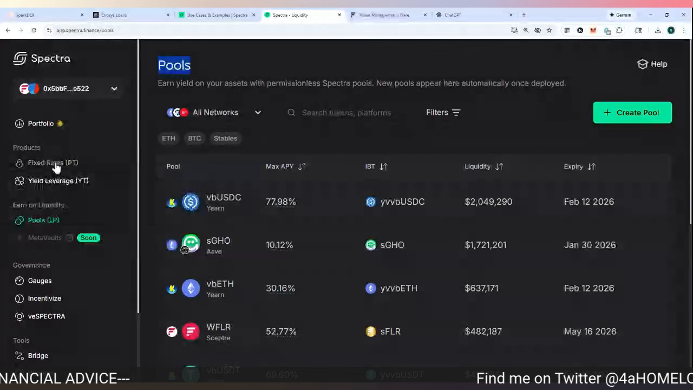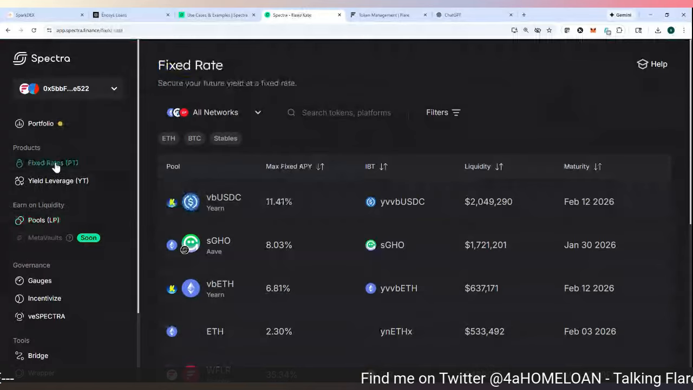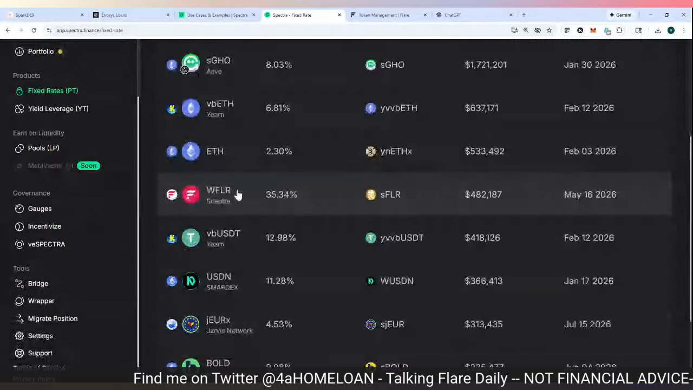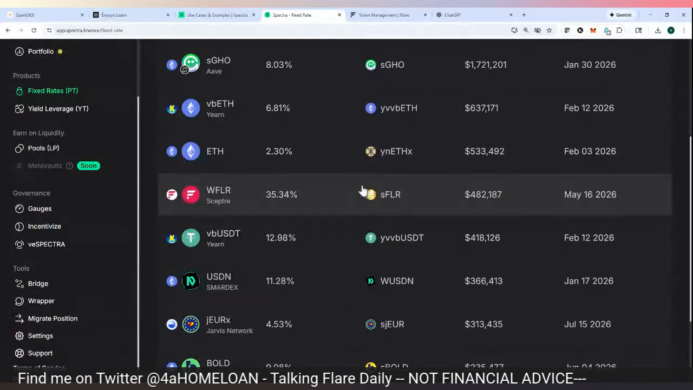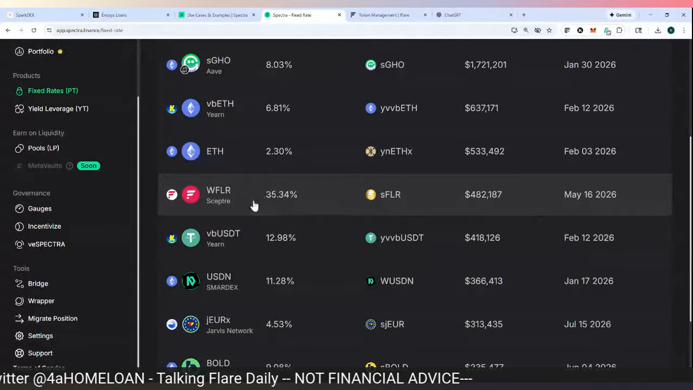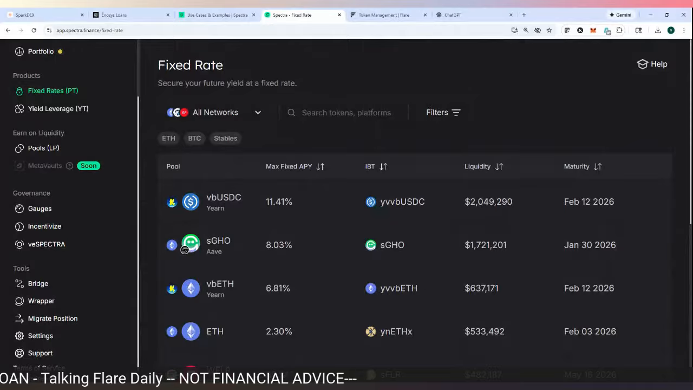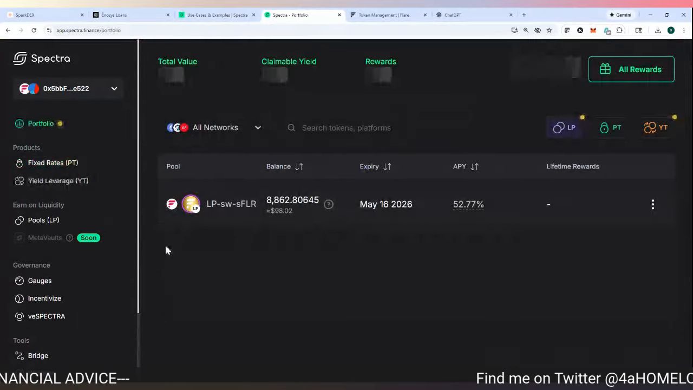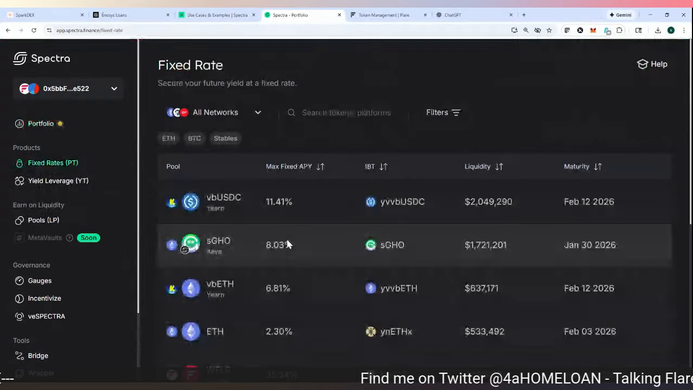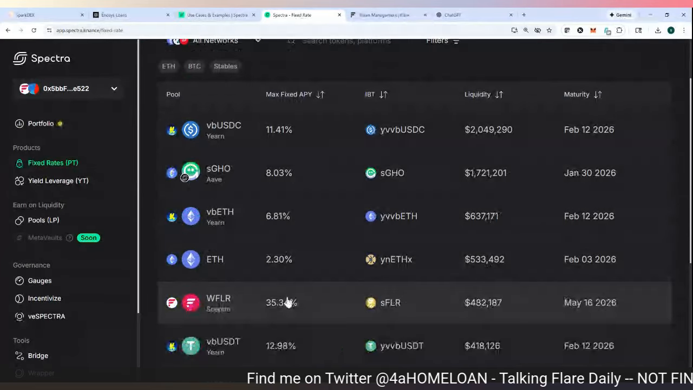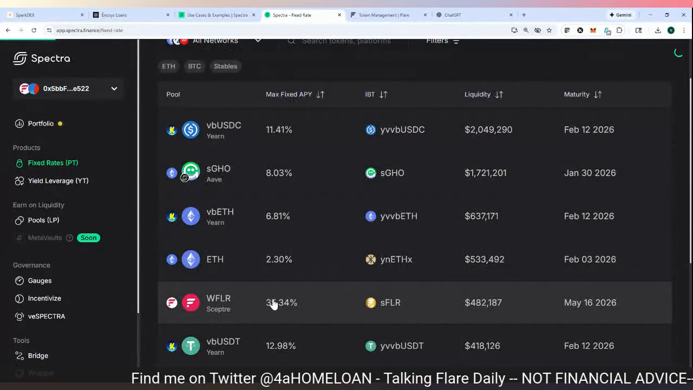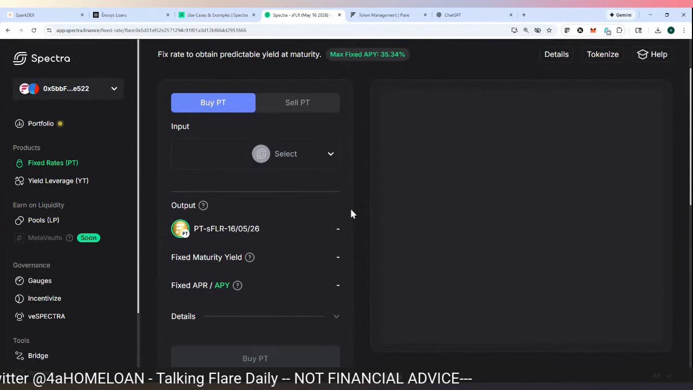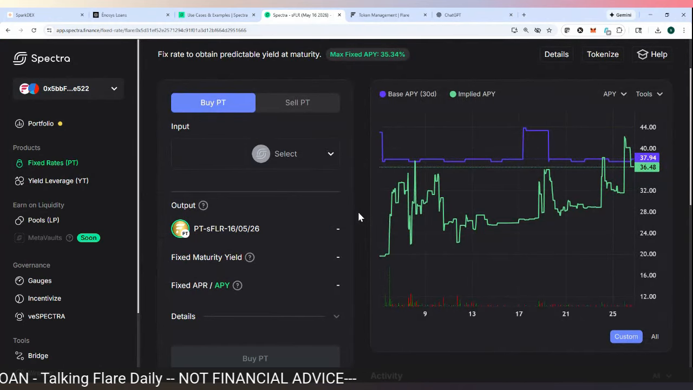Okay. So these are the fixed rates. So if I go over here, fixed rates, you see there's Flare, sFLR, same information, but this is now the fixed rate. Before I was up looking in my portfolio, go to fixed rate and you'll see the wrap flare. There you go, sFLR, wrap flare pool. So if I click on that pool, it's going to take me in further. And you can kind of see this now.